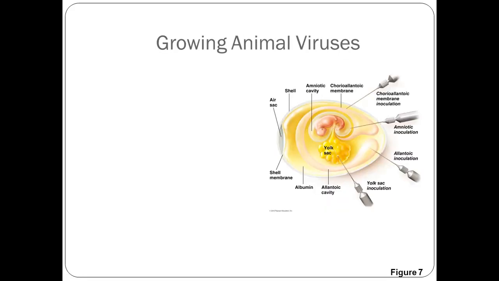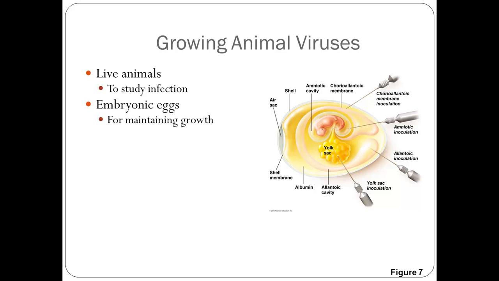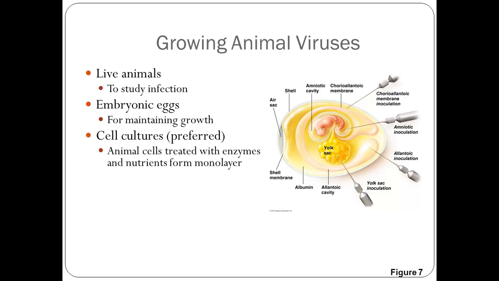Animal viruses. Animal viruses may be grown three ways. They can be grown in living animals, to study infection, or in embryonic eggs for maintaining growth, or in cell cultures. Cell culture is the preferred method. Animal cells are treated with enzymes and nutrients to form a monolayer.